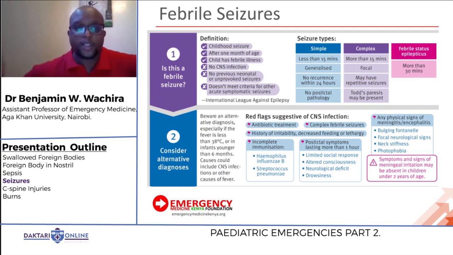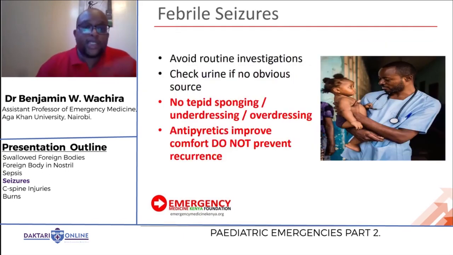These are things you really worry about. Of course, there are some signs of neurological infection in terms of meningitis. Again, worry about this. So bulging fontanelle, focal neurological signs, neck stiffness, photophobia. But again, symptoms and signs of meningism may be absent in children under 2 years. But the key thing is check whether it's either a simple seizure or a complex one. If it's simple, then that's simple. Simple seizure is easy. No routine investigations. Check urine if you can't find an obvious focal infection.